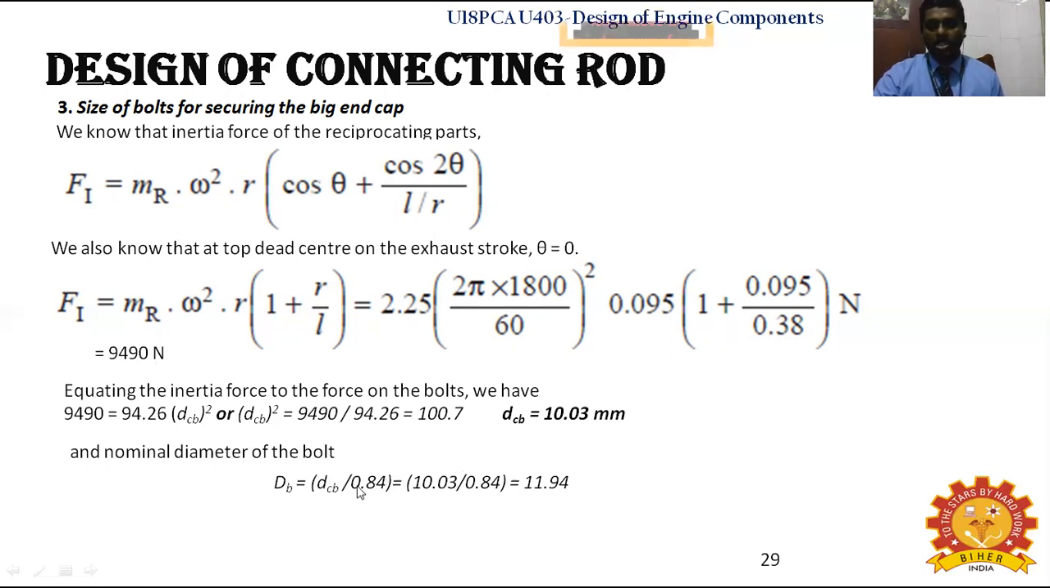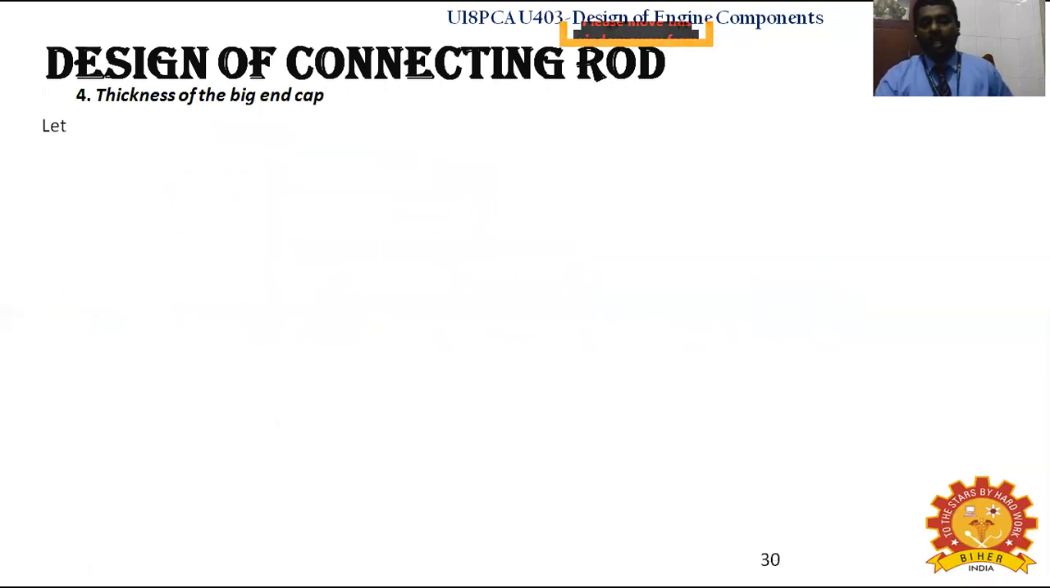From that correlation, it is already in the design of threads, we have seen that concept. That's what we will be having, a diameter of bolt, that is DCP by 0.84. So by means of the calculation, you will be identifying it as 11.94. So you are rounding it to 12 mm. And this is the final procedure.